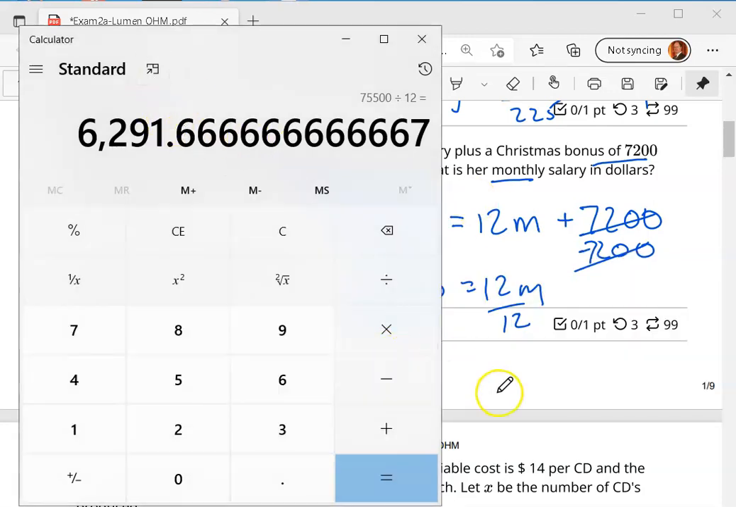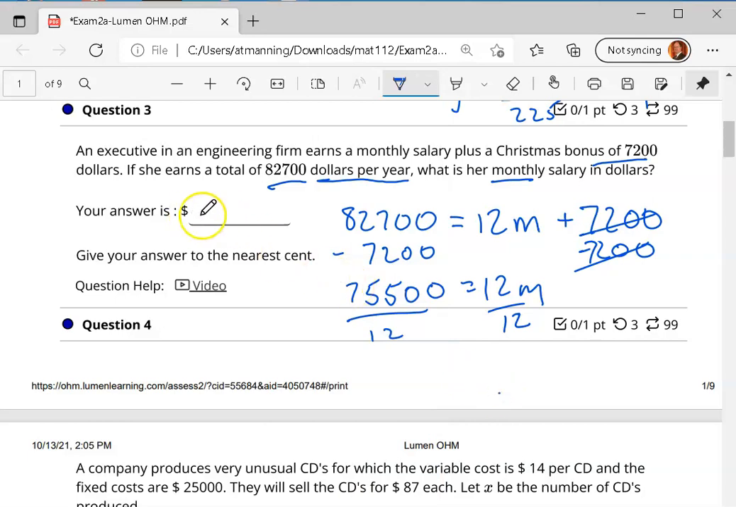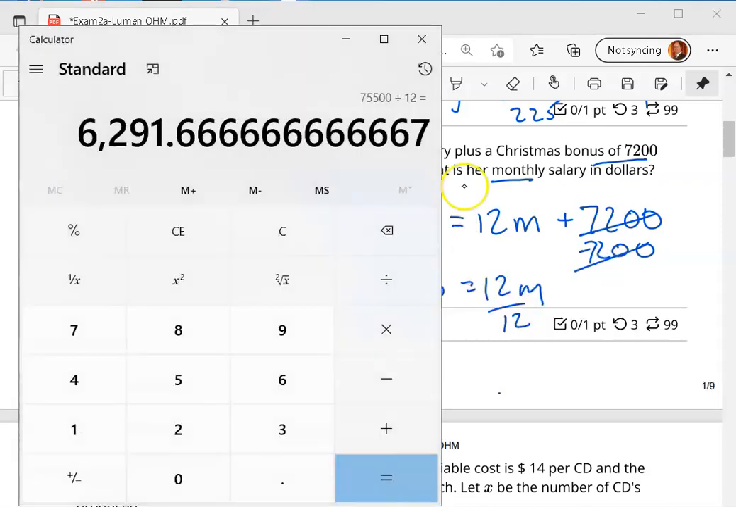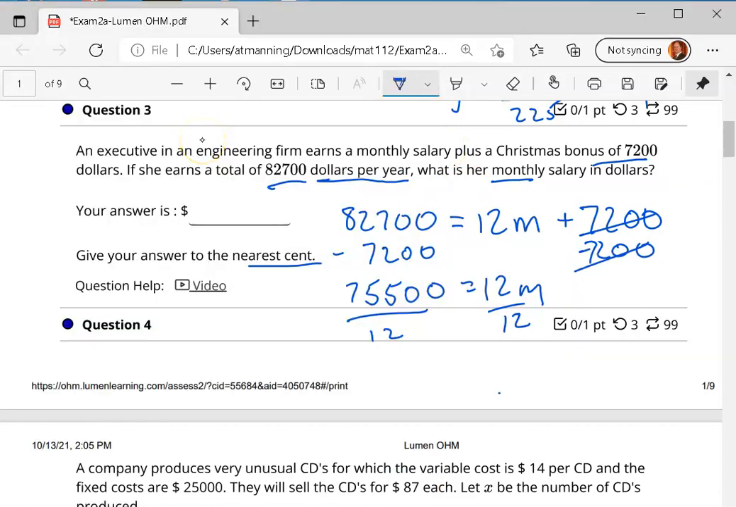Now, did they tell us how to round it? Let's see. Nearest cent. Okay, so that's 2 decimals. So remember our number was 66 following, so round it to be 67. 6291.67. Using our calculator.